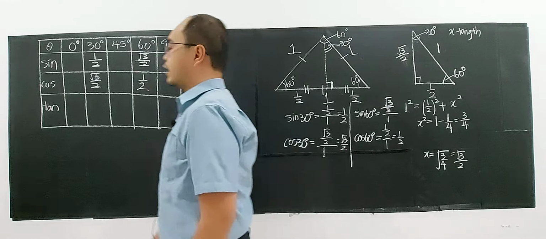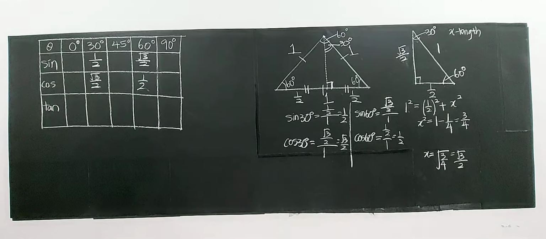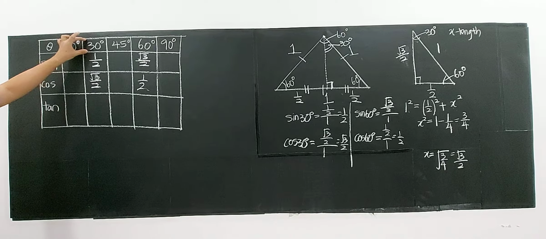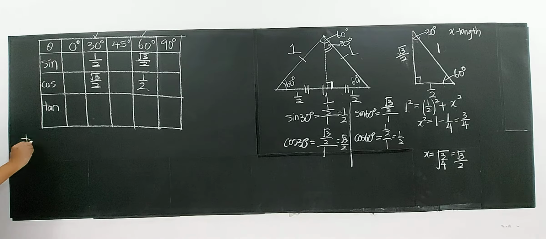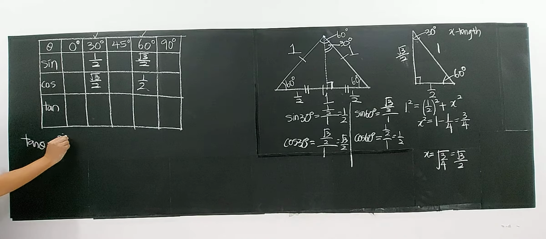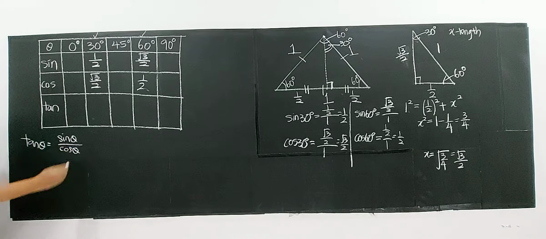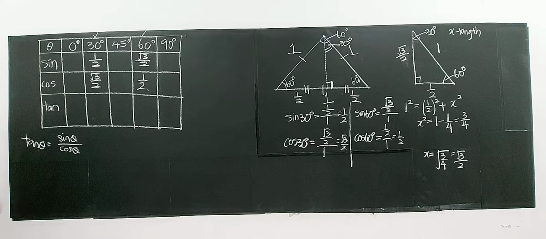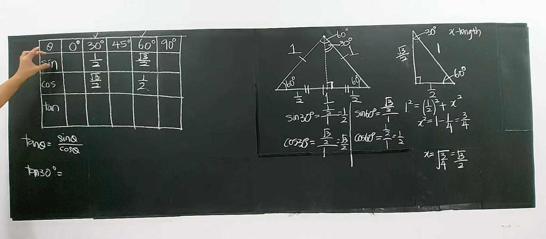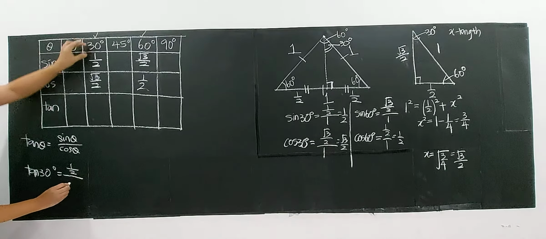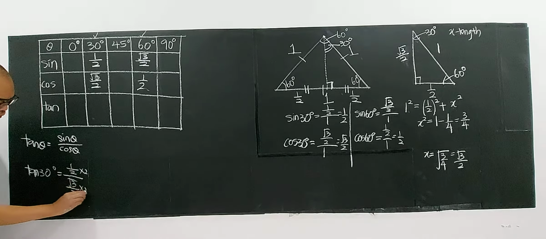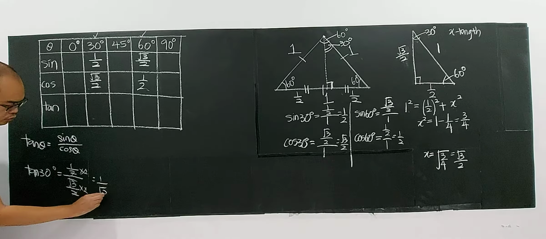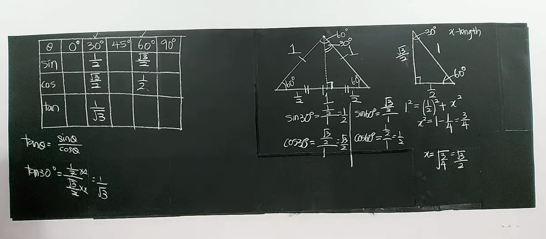Now, after this, we're going to generate the other values. By now, you can know tangent 30, right? We look at this column here first. As you know, tangent theta is the same as sine theta divided by cosine theta. For example, tangent 30 degrees is sine 30, 1 over 2, divided by cos 30, which gives you, when you multiply 2 up and down, 1 over square root of 3.